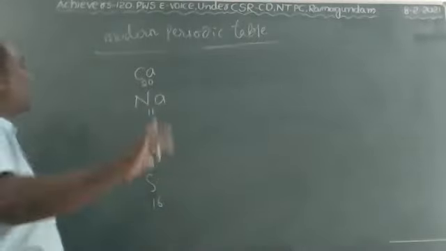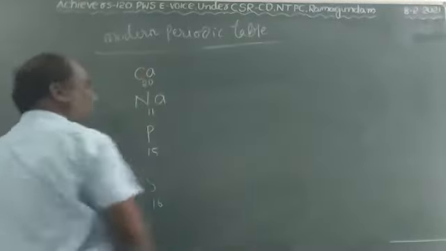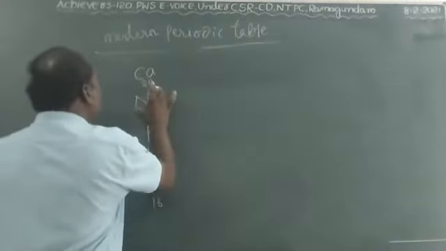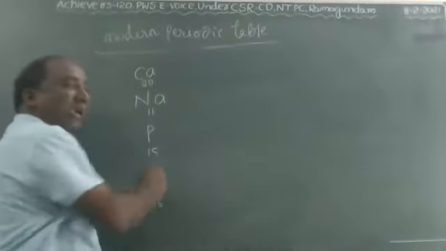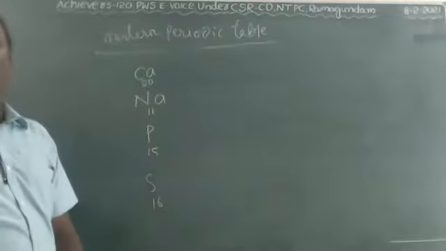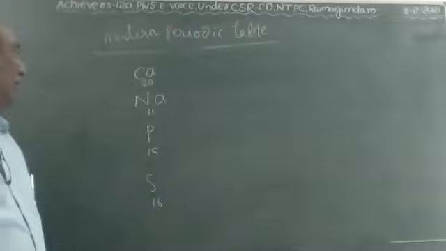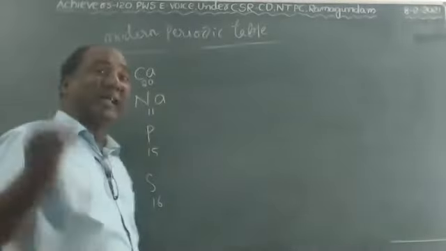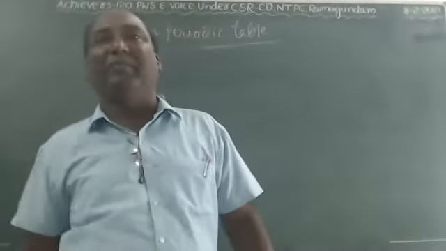And they will ask like this: what is the group and period of calcium? What is the group and period of sodium? What is the group and period of phosphorus? What is the group and period of sulfur? Like that they will ask the question to you. And how can you identify? Here we have to write the electron configuration, and from that we have to separate the outermost shell.